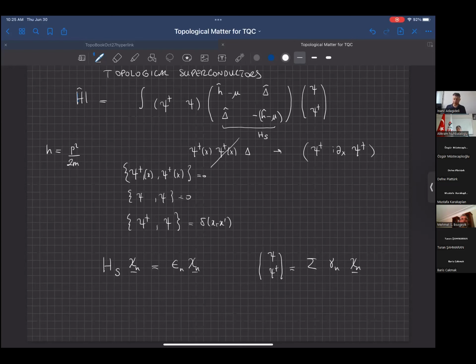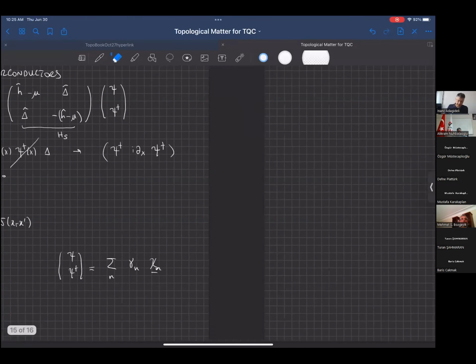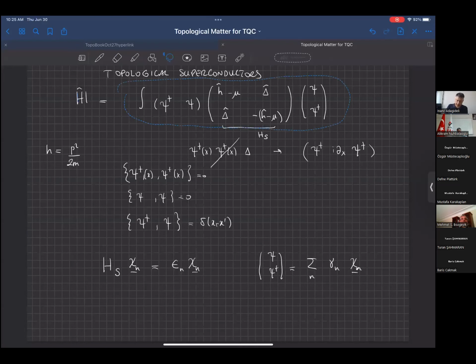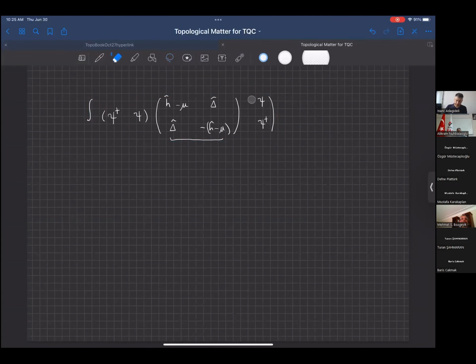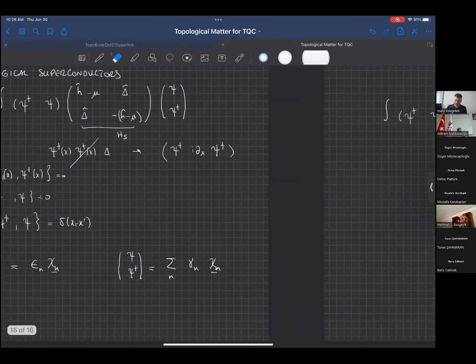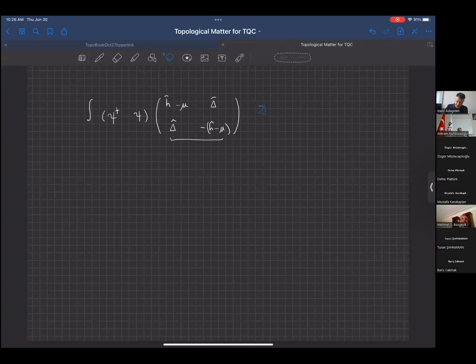Let me just put something under it to show that this actually is a spinor. Okay, so now you just do this, and then you plug this into your Hamiltonian. So that's the key thing. All right, so you have your Hamiltonian. Let me just copy and paste it. Now the important thing here, I know I'm glossing over the calculation. So you want to put in a sum over n of your gamma n times chi n, okay? And now this operator acting on that chi n would give you some epsilon n, and then you would have to do the same thing here and so on.